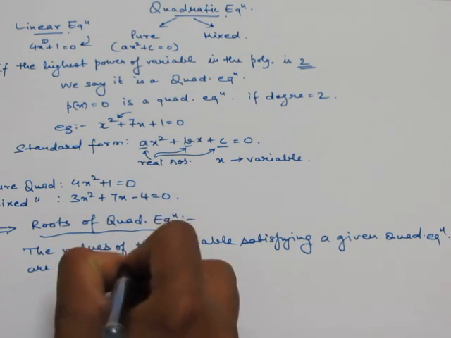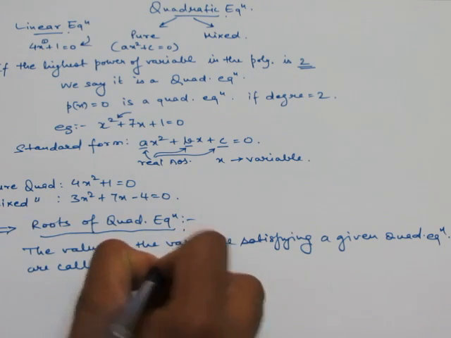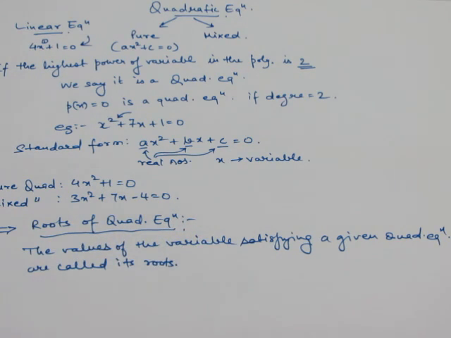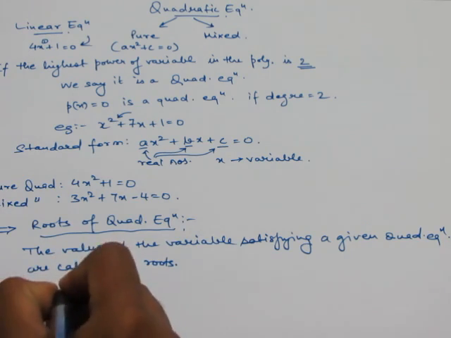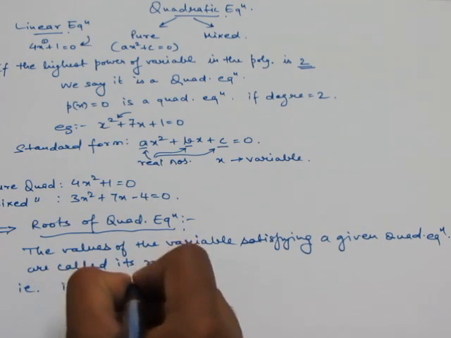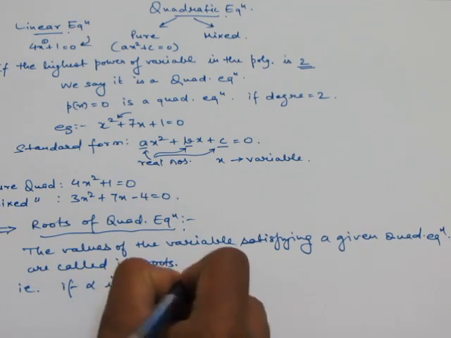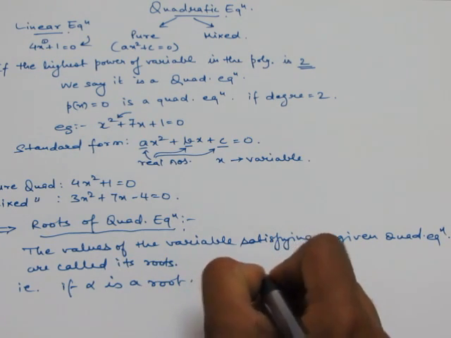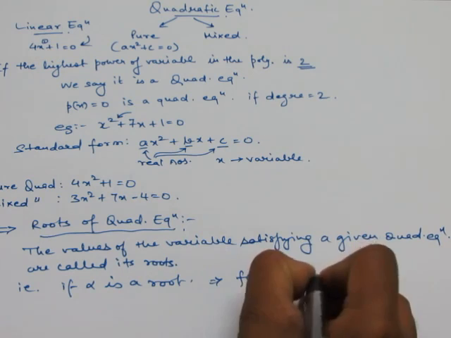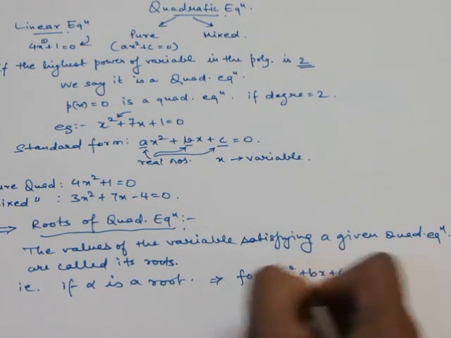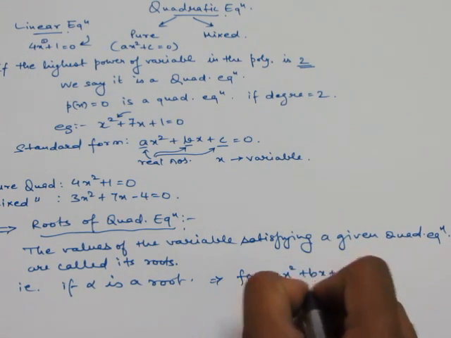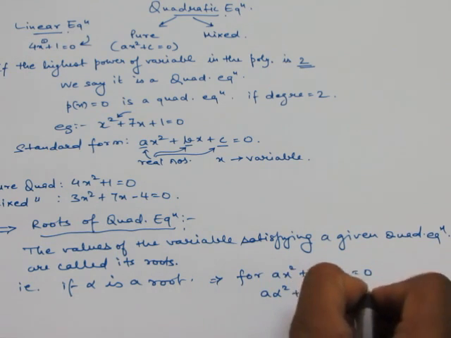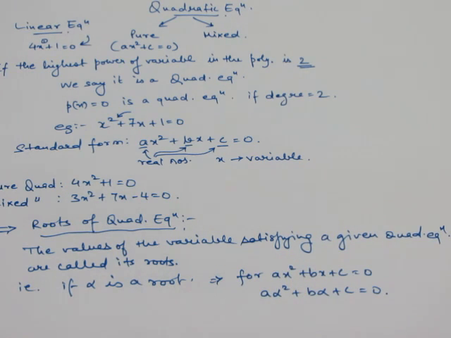are called its roots. That is, if alpha is a root, I can say for ax square plus bx plus c equals to 0, a alpha square plus b alpha plus c is also equals to 0. Clear?